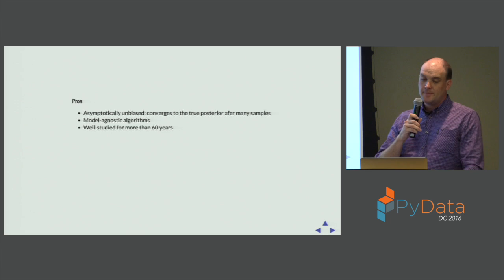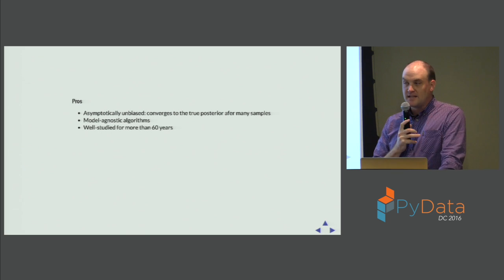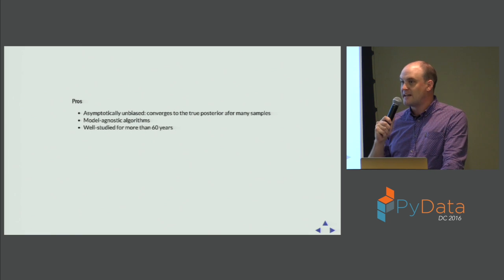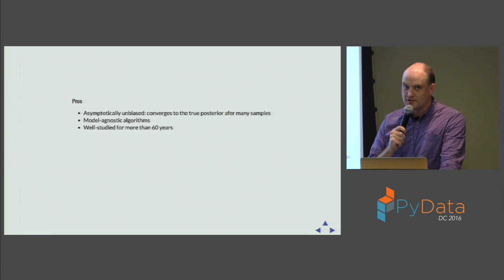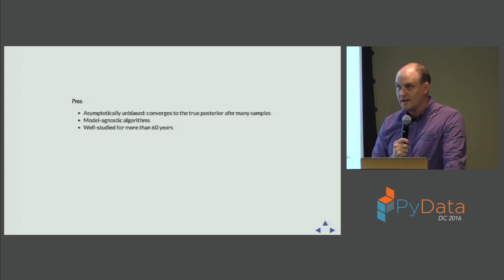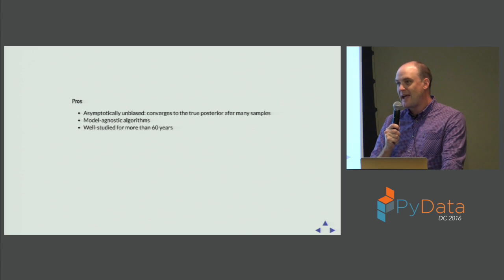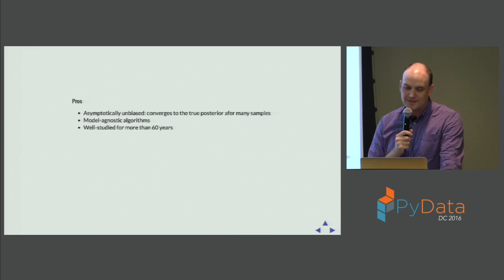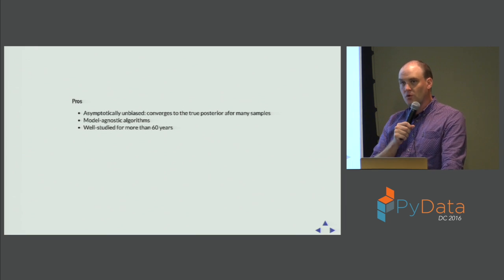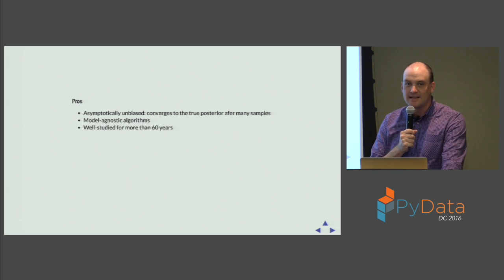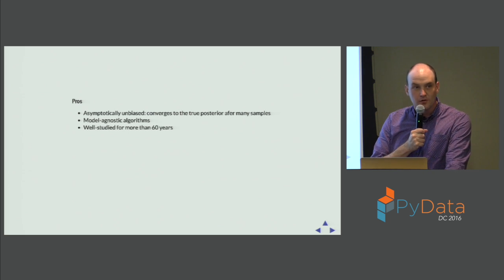So what are the pros here? Under some fairly mild conditions, this is asymptotically unbiased, which means it'll get you the right answer if you wait long enough, for some definition, like I said before, of long enough. Algorithms are somewhat model agnostic. You can, of course, speed things up with model-specific algorithms, but that's fine. And it's well studied, since at least the days of the Manhattan Project, when they had this idea of approximating hard integrals through simulation.